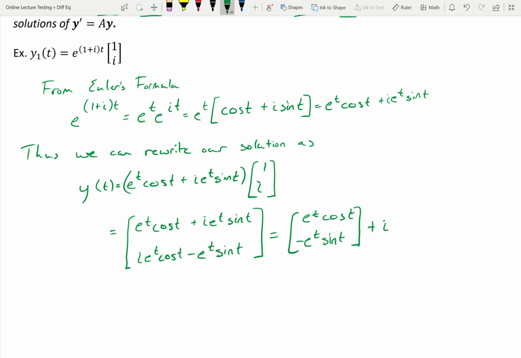plus i times e to the t sine of t, coming from this part here, and then e to the t cosine of t, coming from here. All right, so this is our u of t, this is our v of t.